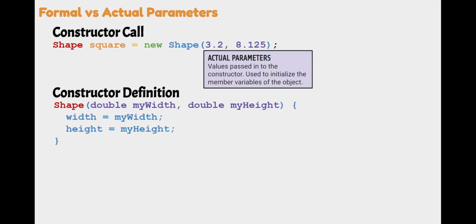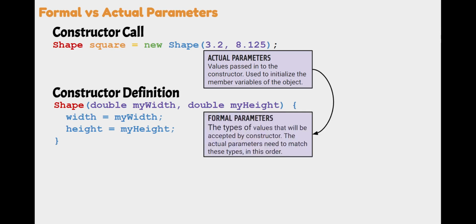If we see what that constructor looks like in its class definition, remember it has the same name as the class, and then it lists the type of variables that it will accept and the name for those variables, but it does not give them any specific values. It's not the blueprint's job to supply specific values for those variables. These are known as our formal parameters. The actual parameters go into the formal parameters. So these are the types of values that will be accepted by our constructor. The actual parameters need to match these types in this order.